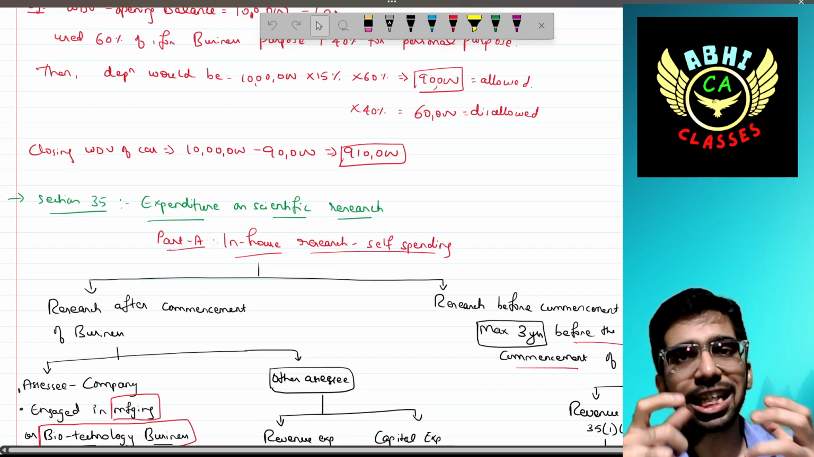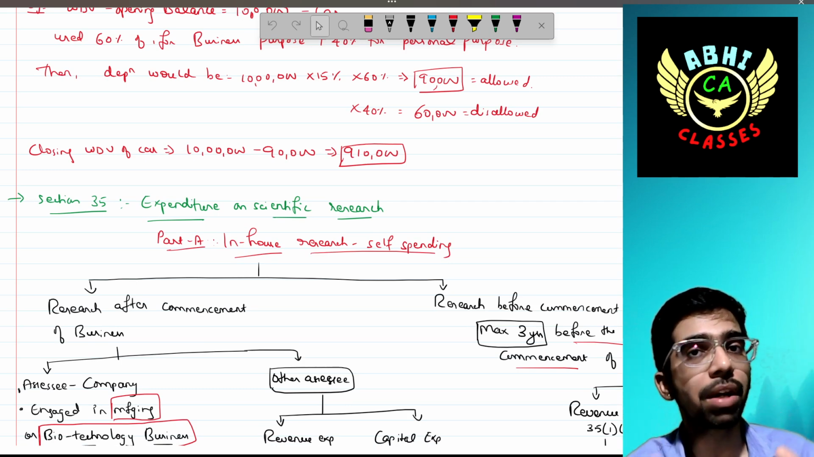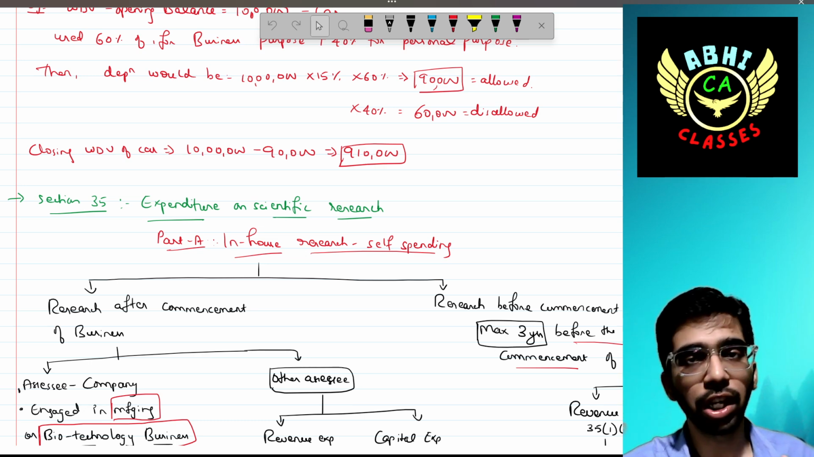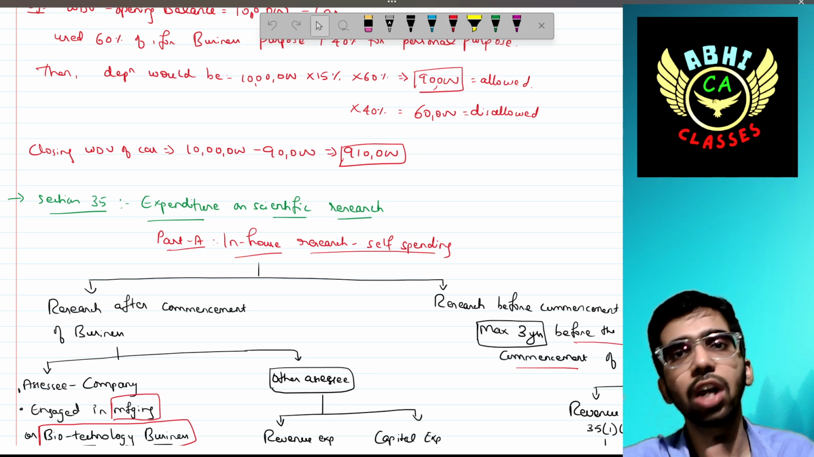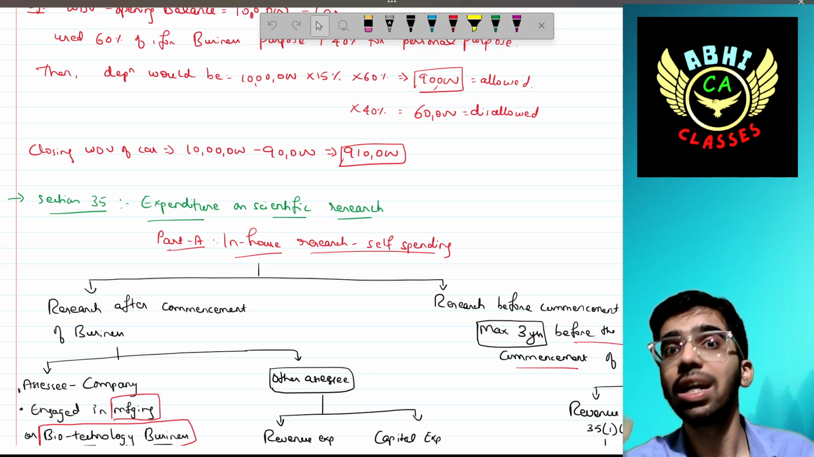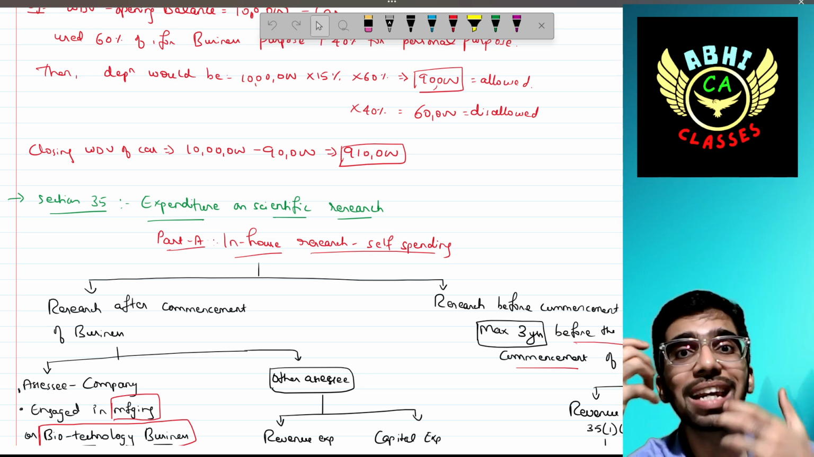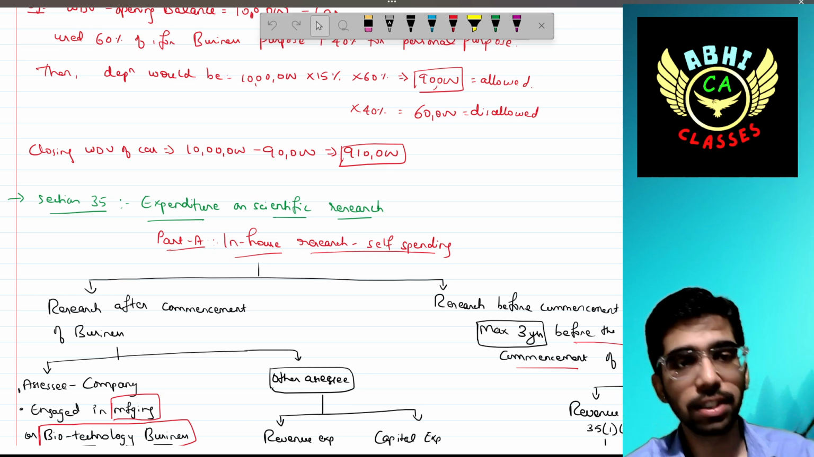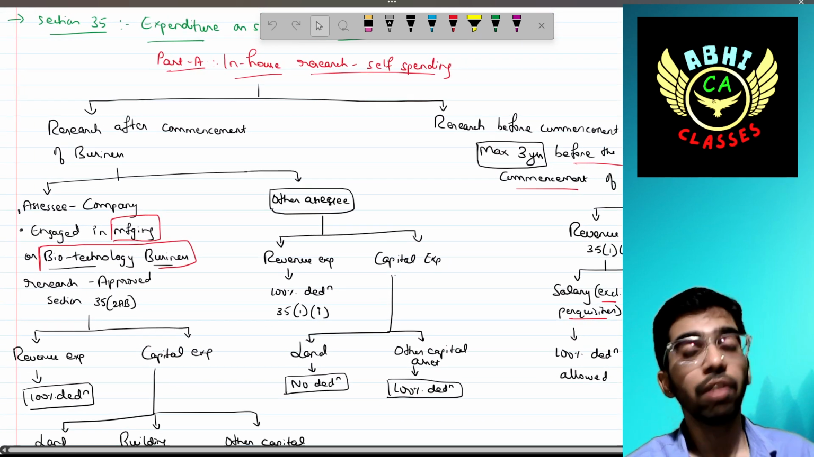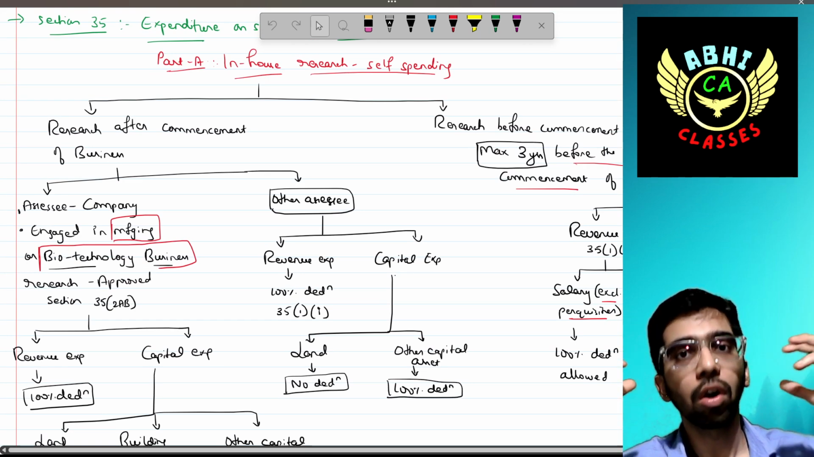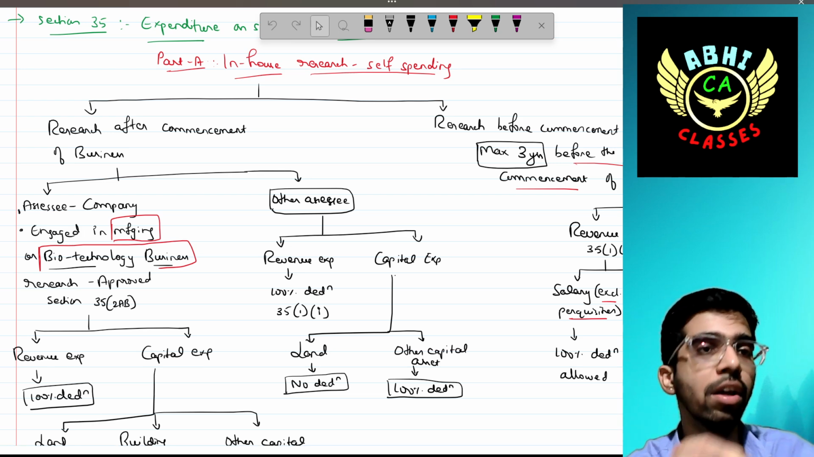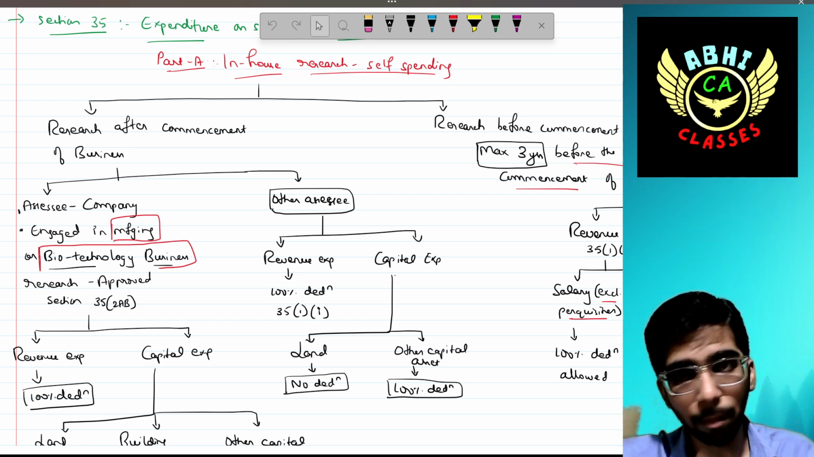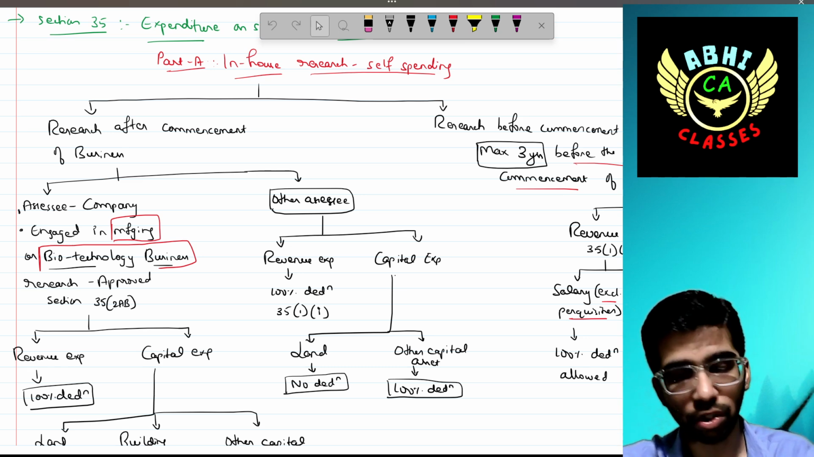Okay, what do you mean by the expenditure on scientific research? I will explain in brief. If you incur any expenditure with regard to scientific research, then that would be fully allowed as a deduction and would be debited to your profit and loss account as per the taxation rules. Okay, so in which cases? First, if you are making expenditure on in-house research, there would be two categories. First, the research after the commencement of business. First, you commence your business, and after that you research on any subject.